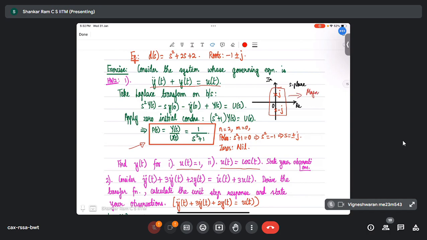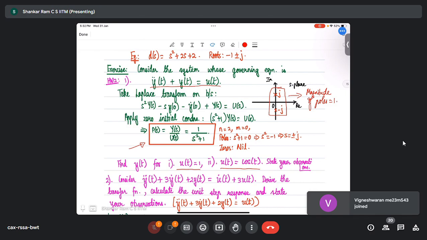Magnitude of poles is equal to 1. So for any sinusoidal input whose angular frequency is equal to the magnitude of the pole, the output will blow off to infinity. And that means cos t and sin t will result in the magnitude going out of bounds, right? So that's what will happen. All right, we are just convincing ourselves.